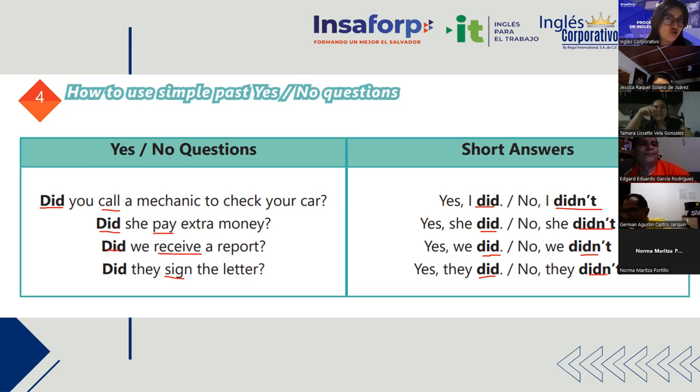Yes or no, but I cannot say only yes. I cannot say only no. I have to say yes, I did. No, I didn't. Yes, she did. No, she didn't. Yes, we did. No, we didn't. Yes, they did. No, they didn't. So the pattern or the structure does not change in the answer. You see? It doesn't matter if you have I, she, we, they. Doesn't matter. You use exactly the same form.